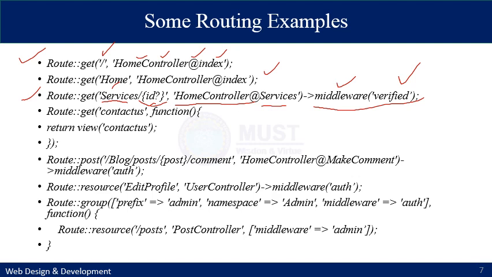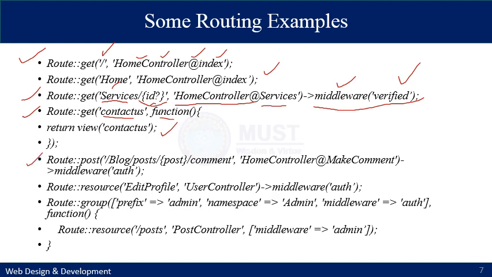Similarly, another URL is also a get method, and it says that you want to get the contact us path, and it specifies a function, and in this case you can return a view called contact us. So it is another way of specifying a URL or a route.